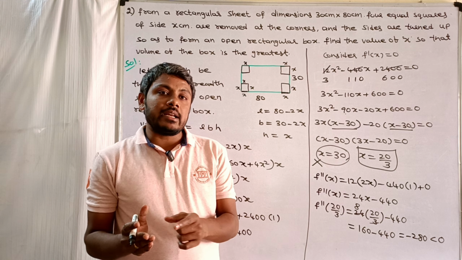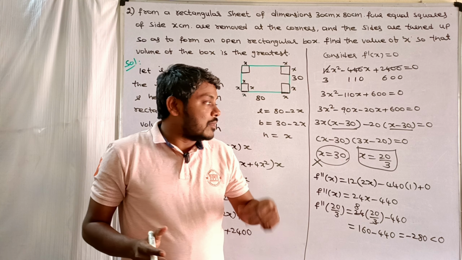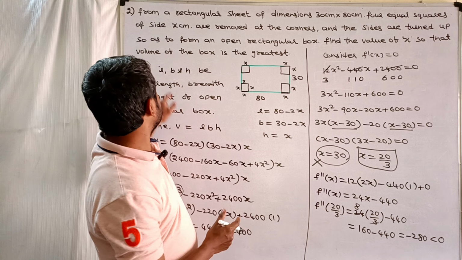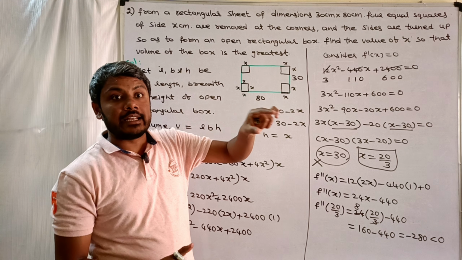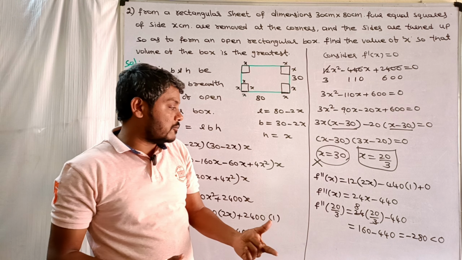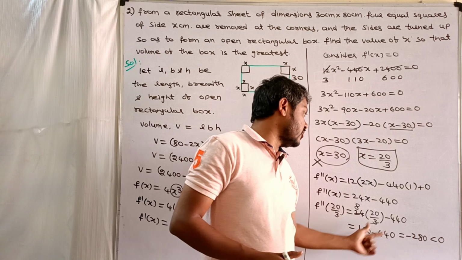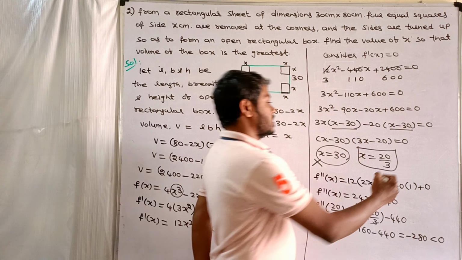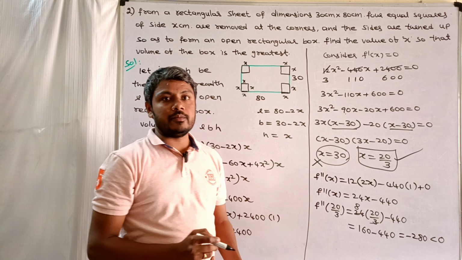Clearly, the second derivative at x equal to 20 by 3 is negative. So you can say that f of x is maximum at x equal to 20 by 3. Clearly, the volume of the box is greatest. Greatest means maximum. When it is maximum, the second derivative of the function at x is negative. So clearly x is 20 by 3.